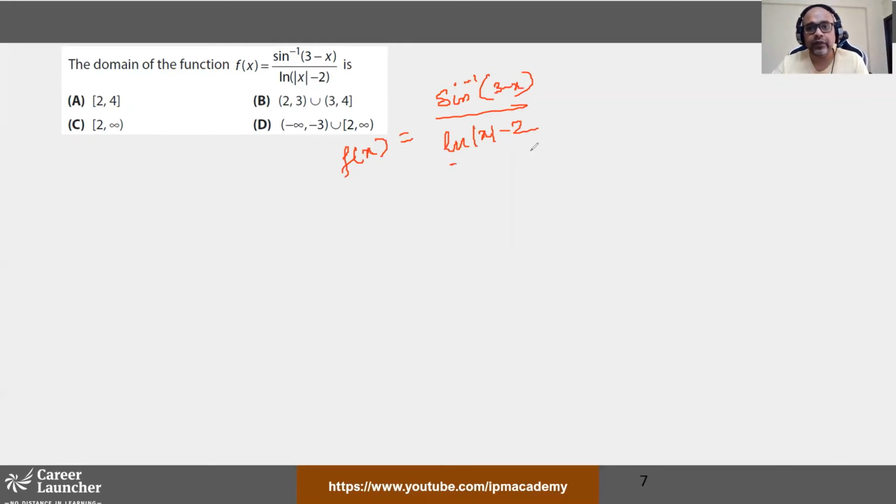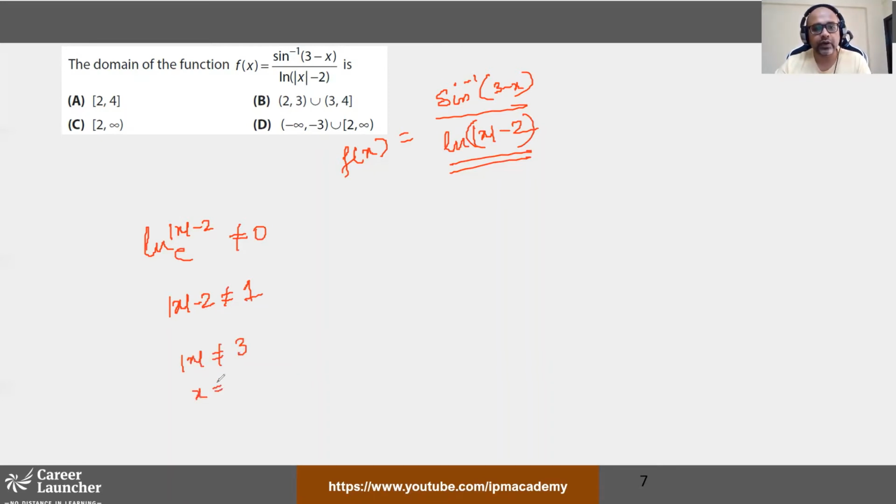My domain here, first of all, if you look at the denominator, I know that my denominator cannot be 0. So I'll first make sure that my denominator should not be 0. Which means ln mod x minus 2 should not be equal to 0. When is it 0? It means mod x minus 2 should not be equal to 1, because this is base e, right? So only when mod x minus 2 becomes equal to 1, you will have a problem. Or mod x is not equal to 3, and you'll get x not equal to plus or minus 3. So first of all, you should realize that x cannot be plus or minus 3.